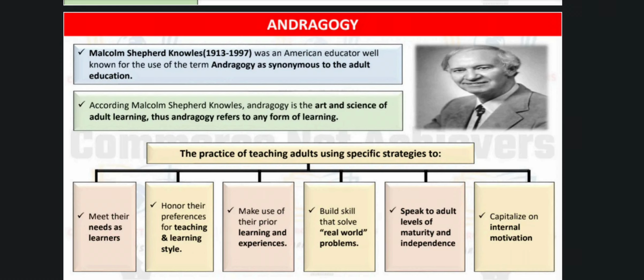According to Malcolm Shepard Knowles, andragogy is the art and science of adult learning. Thus, andragogy refers to any form of learning, the practice of teaching adults using specific strategies to meet their needs as learners, honor their preferences for teaching and learning style, make use of their prior learning and experiences, build skills that solve real world problems, speak to adult level of maturity and independence, and capitalize on internal motivation.